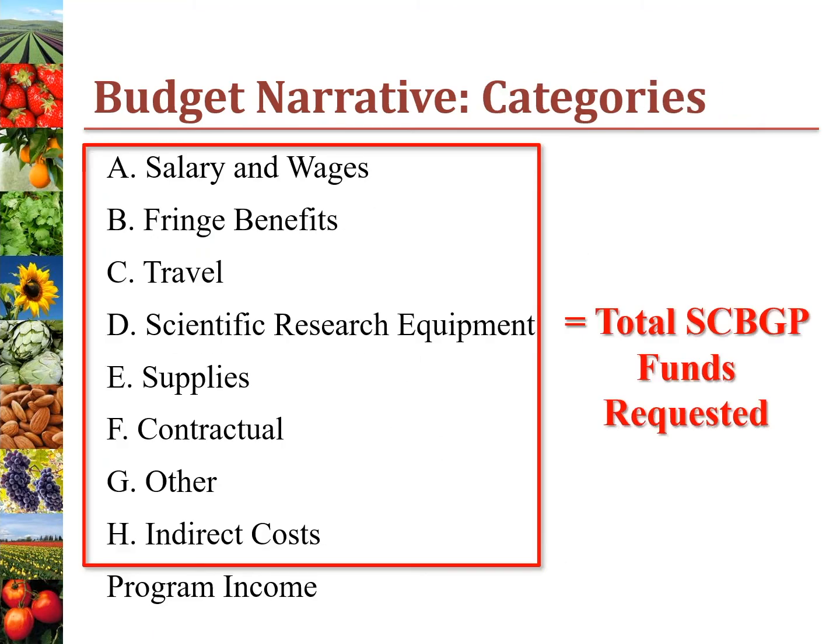Now, let's review the template. The budget narrative is divided into 9 sections. The first 8 sections, A through H, will determine the total SCBGP funds requested. There is a program income category at the end of the budget narrative that should only be completed if the project includes activities that will generate income during the grant duration. I'll go over this category in more detail later on in the presentation.